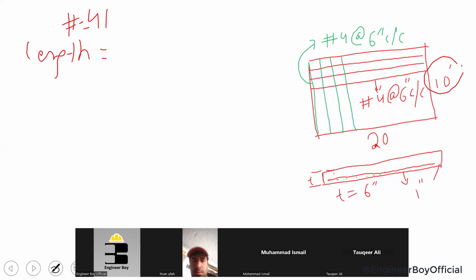However, we can now subtract the concrete cover for one side and another side. You can say 10 feet, and we will subtract concrete cover for one side and another side, or you can say 2 times concrete cover. And the concrete cover is 1 inch, and you can divide that by 12 to convert that into feet. Very simple, okay? So this is going to be the length of 1 bar.